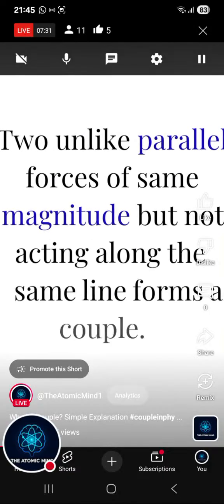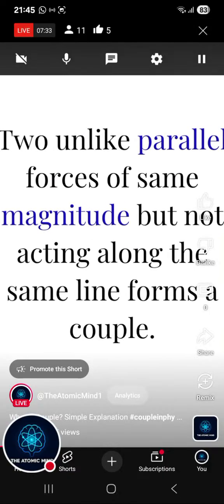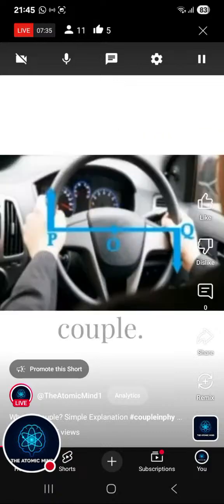What is a couple? Two unlike parallel forces of the same magnitude but not acting along the same line form a couple. We can take the example of forces required to turn the steering wheel of a car. The two equal and opposite forces balance, so the wheel will not move up, down, or sideways. However, the wheel is not in equilibrium.